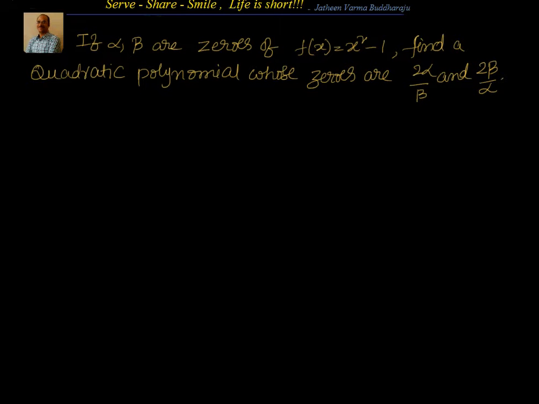Hello friends, welcome back. If alpha, beta are zeros of a quadratic polynomial f of x equal to x square minus 1, find a quadratic polynomial whose zeros are 2 alpha by beta and 2 beta by alpha.